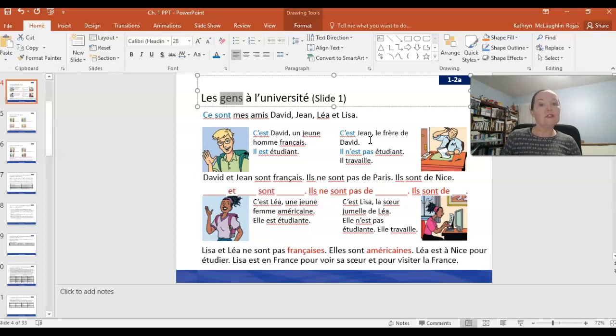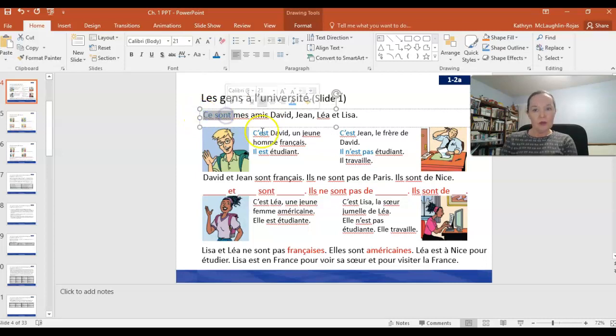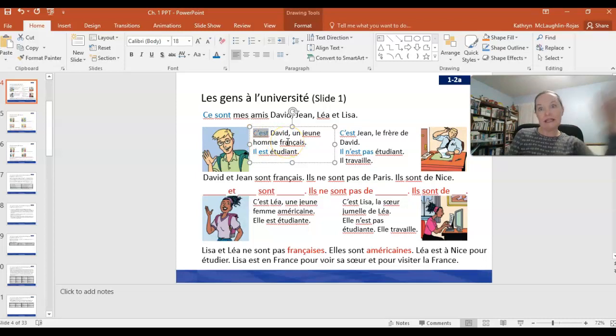So we need to look at a few expressions that are going to be really important for us in this chapter. And you'll see I've got some highlighted in blue in this first section here. So we see ce sont. We also see c'est. Okay, c'est simply means it is, there is. If you see ce sont, it's the plural form of that. So c'est is like pointing out a person. C'est David, un jeune homme français. So it's David, a young French guy or a young French man. Technically, homme means man. So it's David, a young French man.